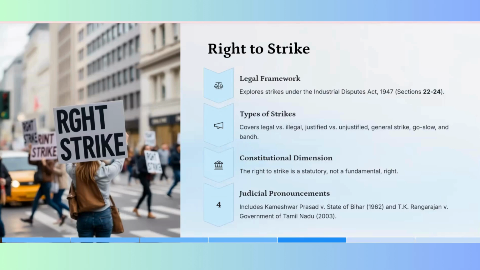There are several types of strike, covering legal versus illegal, justified versus unjustified, general strike, go slow strike, and bandh. Constitutional dimension: the right to strike is statutory in nature, not a fundamental right. Judicial pronouncements include Kameshwar Prasad versus State of Bihar and T.K. Rangarajan versus Government of Tamil Nadu, which are landmark judgments relating to the interpretation of strikes.